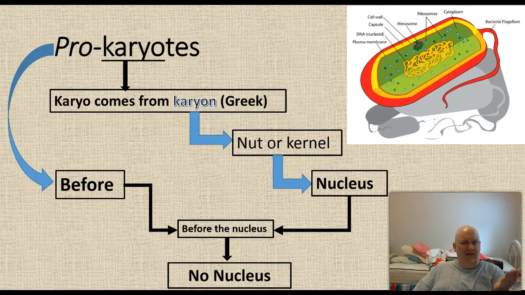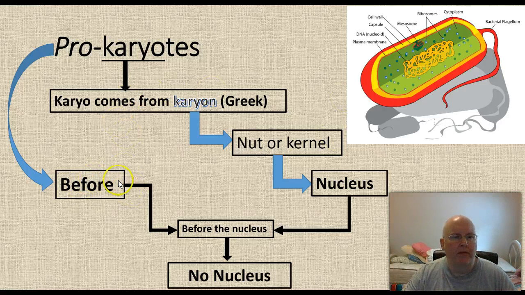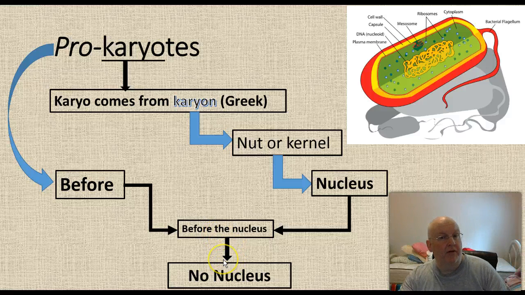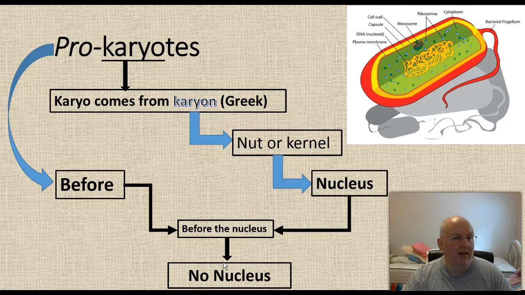Pro in this case doesn't mean professional, doesn't mean getting paid for. It means before. It's like a timeline thing. Pro means before. So when you put those two words together, it turns out that before the nucleus means no nucleus. So these were the first cells on Earth. These are very simple cells, and they do not have a nucleus.